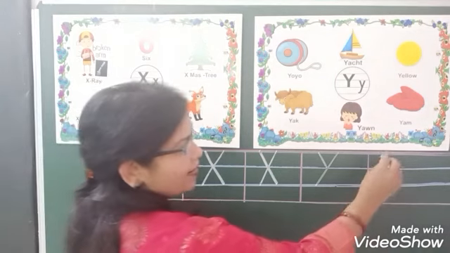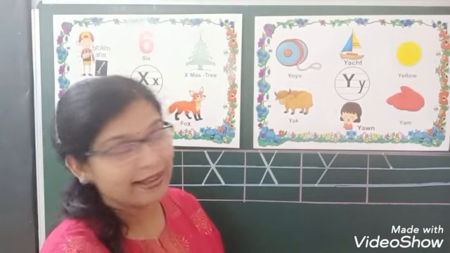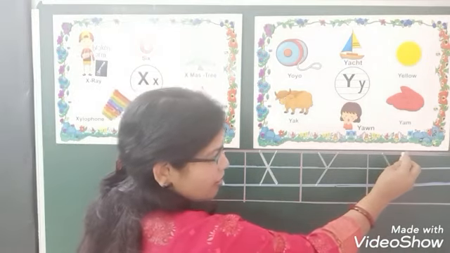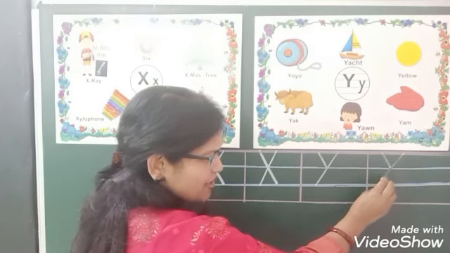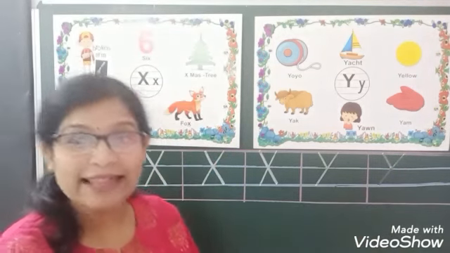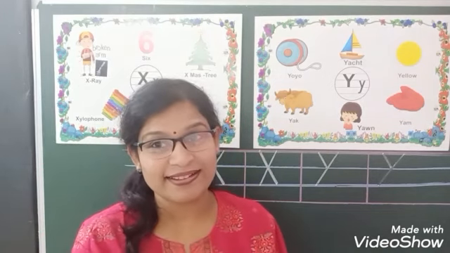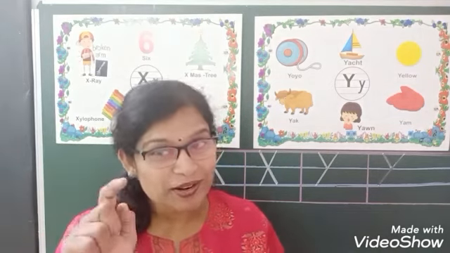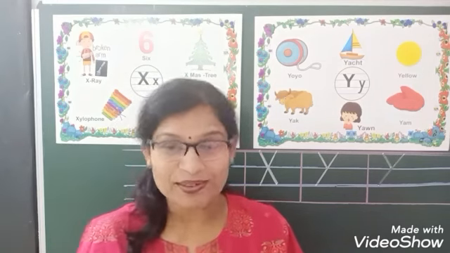Watch again. A small slanting line till the first blue line. Yes. And then from the red line, come down till the first blue line and come further down till the second blue line. This is how you are going to write Y, children. Okay, now I'll write it in your notebook also. I'll teach you how you should write in your notebook also. Okay, children?